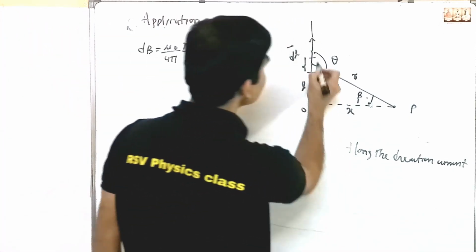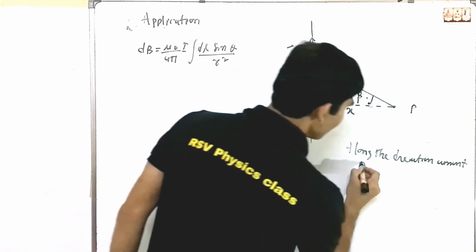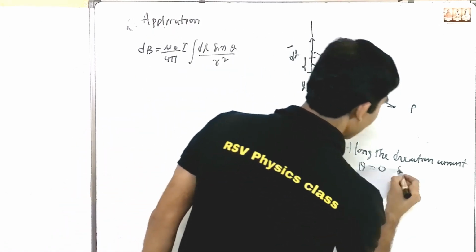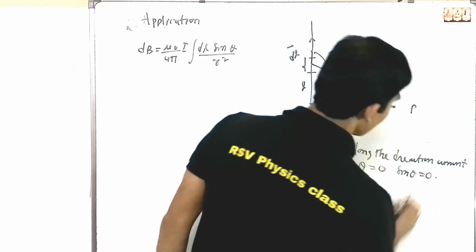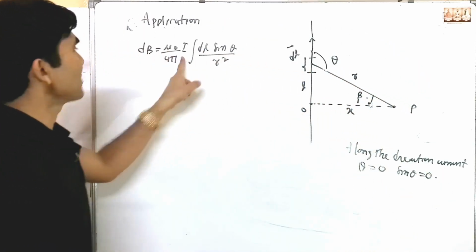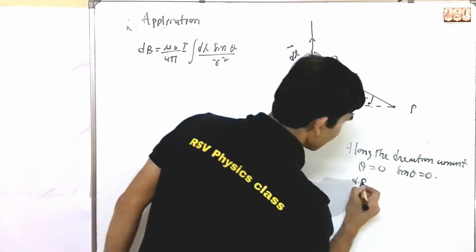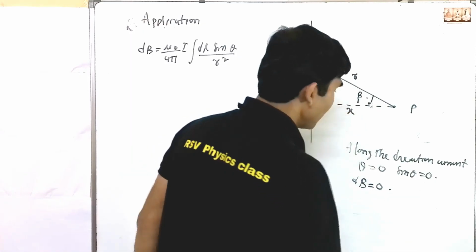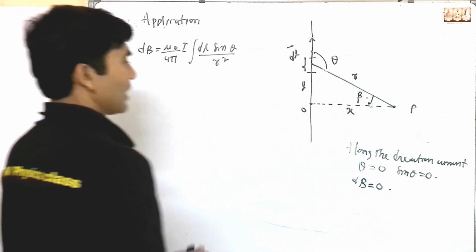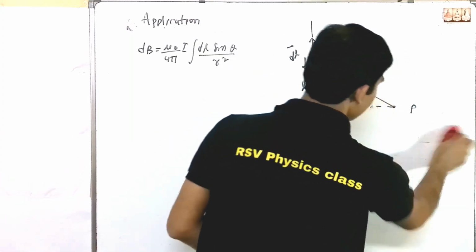So sine theta means in that case theta will be 0. So sine theta equals 0. So how much is it? So the magnetic field dB equals 0. Okay, fine. So along this direction the magnetic field will be 0.